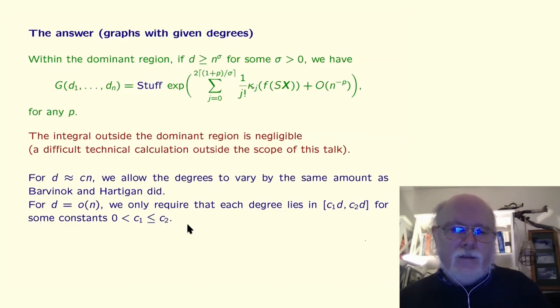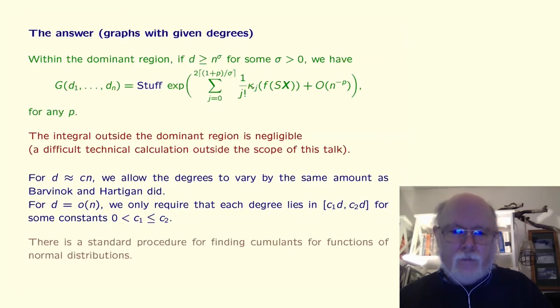So when the average degree is about constant times n, we allow the degrees to vary by the same amount as Barvinok and Hartigan did. If the average degree is little o of n, we allow the degrees to vary in between any two constants times the average degree. And evaluating this expression for mixed degrees is pretty much hopeless, but you can evaluate it for regular graphs. And there's a standard procedure called Isserlis' theorem or Wick's theorem for finding the cumulants of functions of normal distributions. And you just apply that to evaluate these cumulants here.